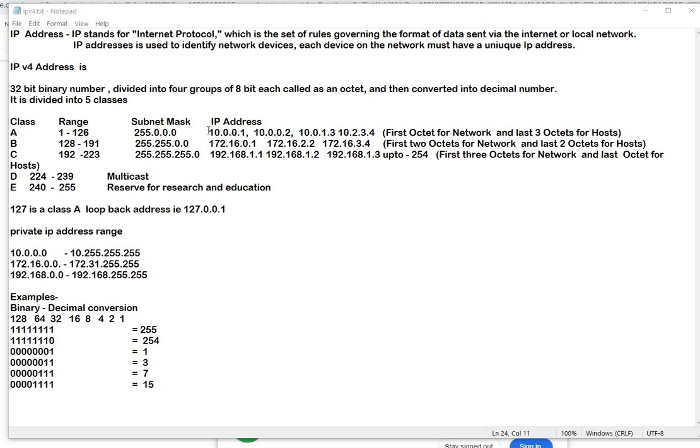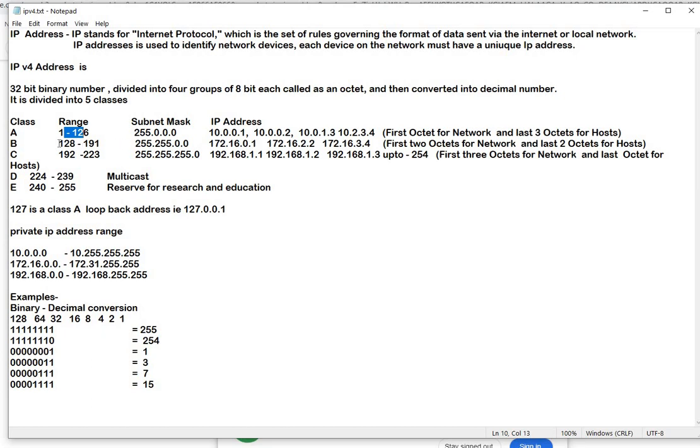Once we see the first octet, if it lies in 1 to 126, we can say it is a class A address. But not only the first octet range, we also have to see the subnet mask. Subnet mask is a number which is always written with the IP address. If the first octet of the subnet mask is 255 and the first octet range in the IP address is 1 to 126, we can say this is a class A address.